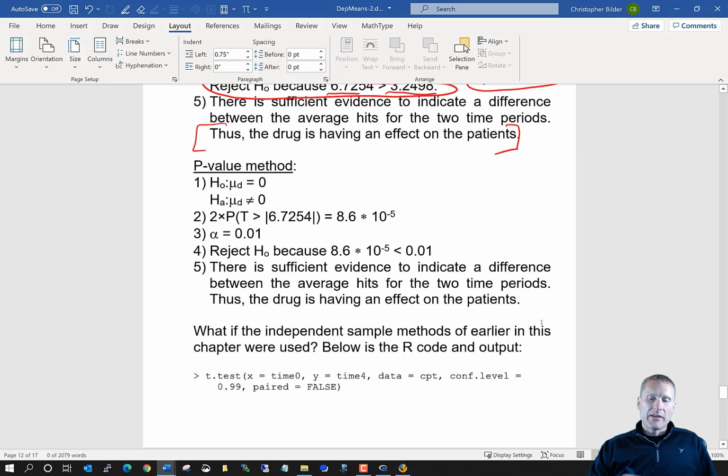P-value method: well, I take that test statistic and find the corresponding probability value, as you would expect, and this asterisk means times. This p-value is extremely small, meaning it's very unlikely to be that far out in the distribution if the null hypothesis was actually true.